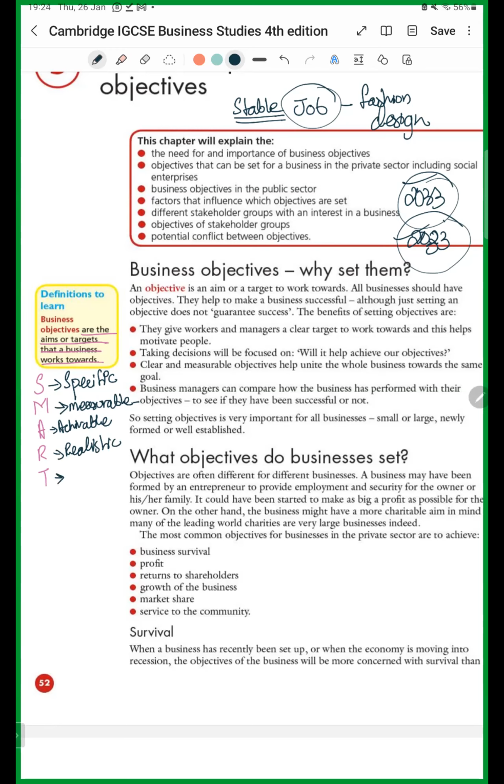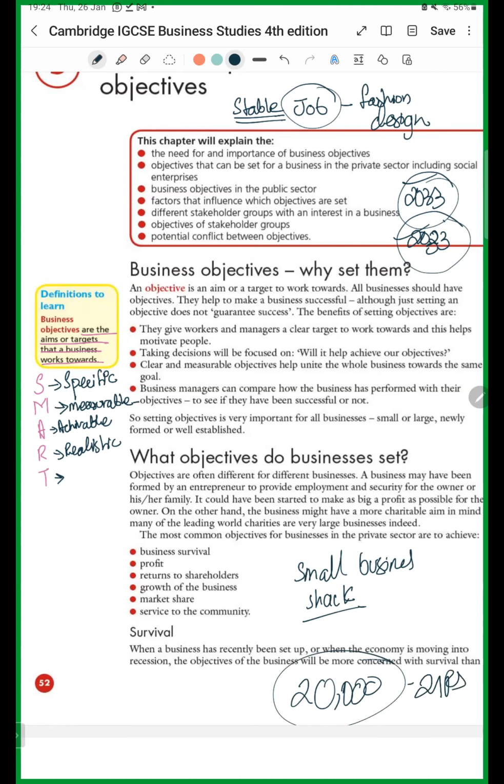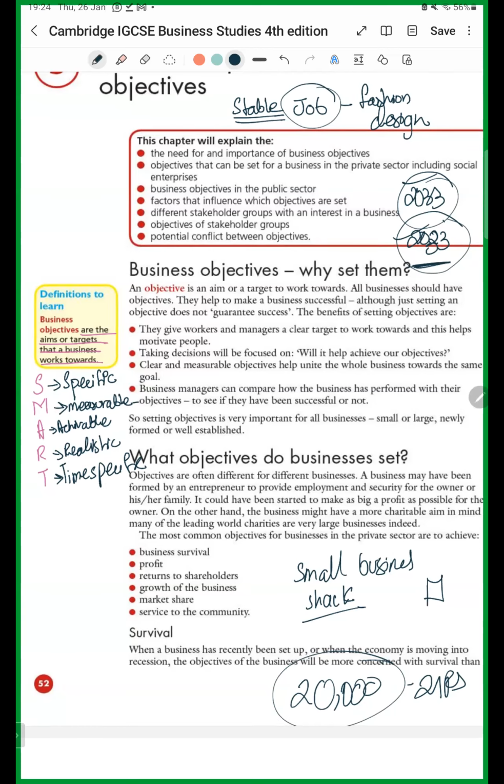Your objectives need to be realistic. You can't be a small shack business and expect to have 20,000 restaurant branches in the city within 2 years. Is that realistic? Unless you have me as a CEO. Okay. But in reality, you can't really have a small shack and have 20,000 branches in 2 years, can you? So it's not a realistic objective, right? Your objectives need to be time specific, like you people specified that by the year 2033, I'll achieve these objectives. So this is what your targets need to be, okay?